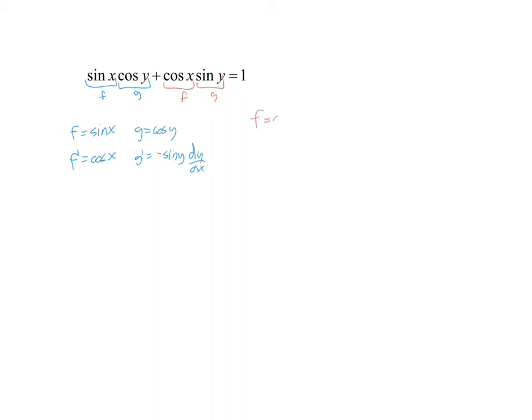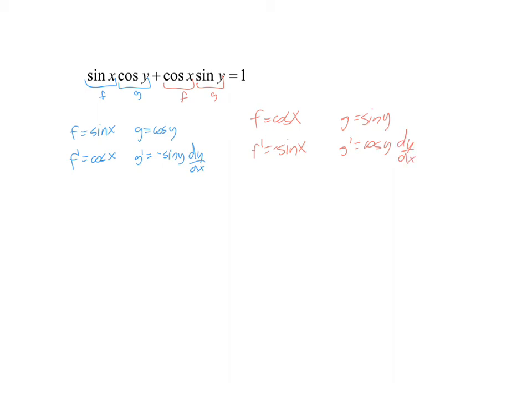So if f is cos, derivative is negative sine, and if g is sine y, derivative becomes cos y dy/dx. So we should be good. We should be able to write all these out.